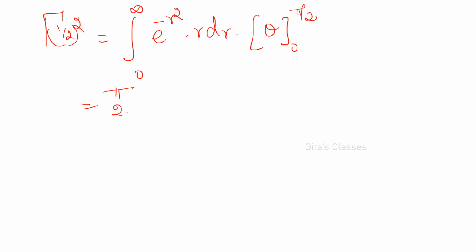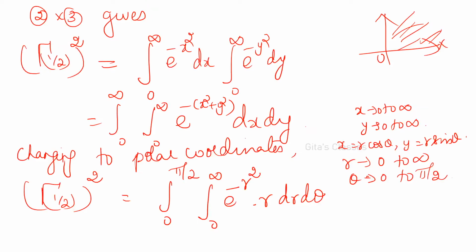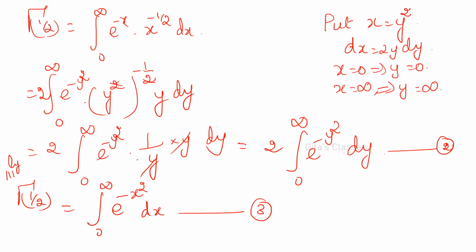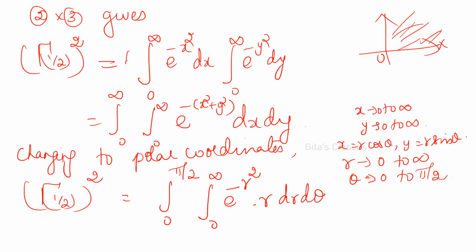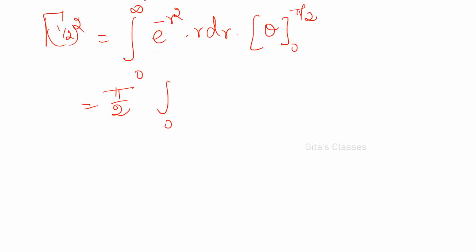So pi by 2 can be taken outside. Already I have 1 4, I have missed. See the right hand side, I have 2 into. So this will become 2 into here also. Gamma of 1 by 2 is equal to, from equation 2, equation 3 also I will have 2. I missed this 2. So here 2 into 2, so here you will have 4. Here also you will have 4. So already I have 1 4 here. So 4 into pi by 2.